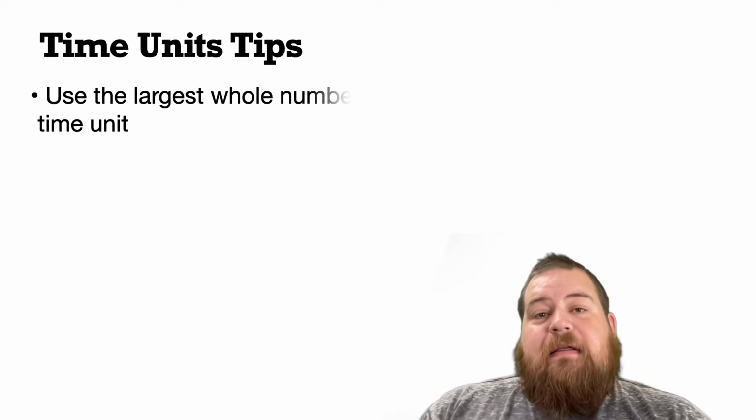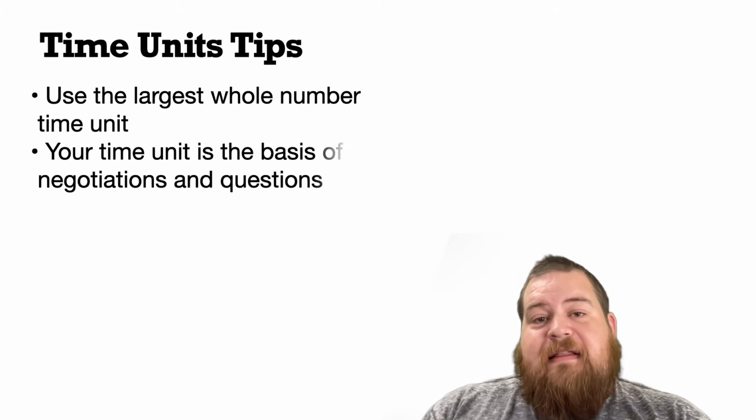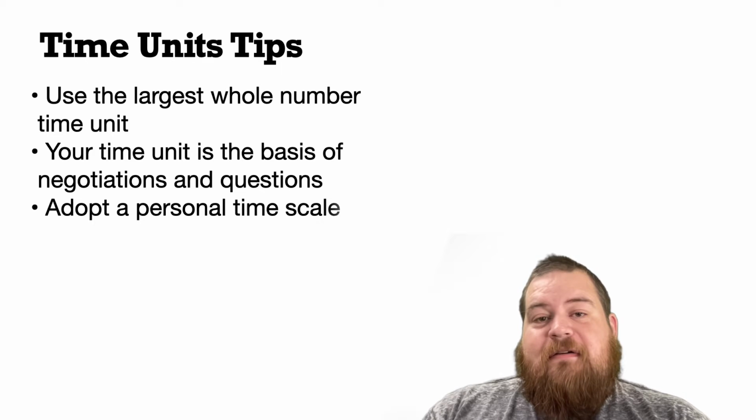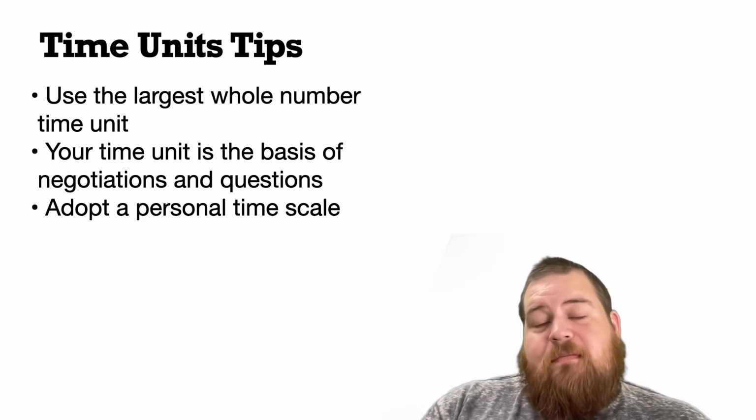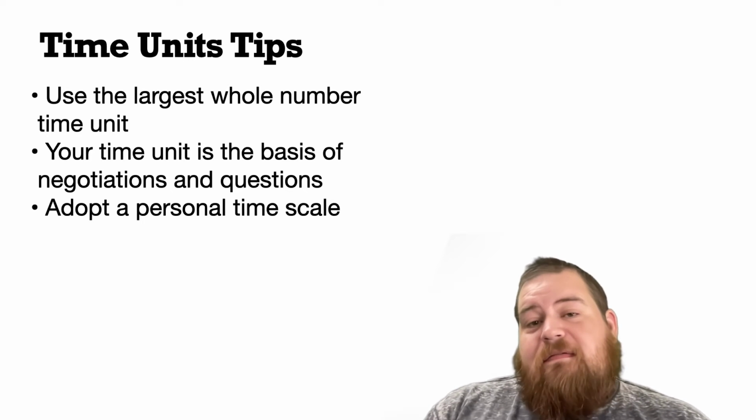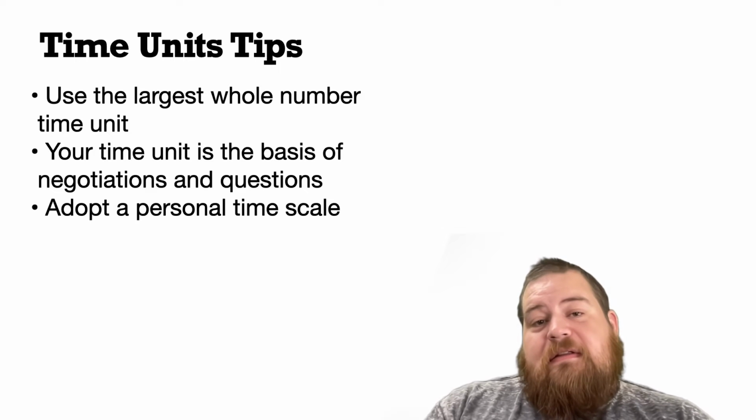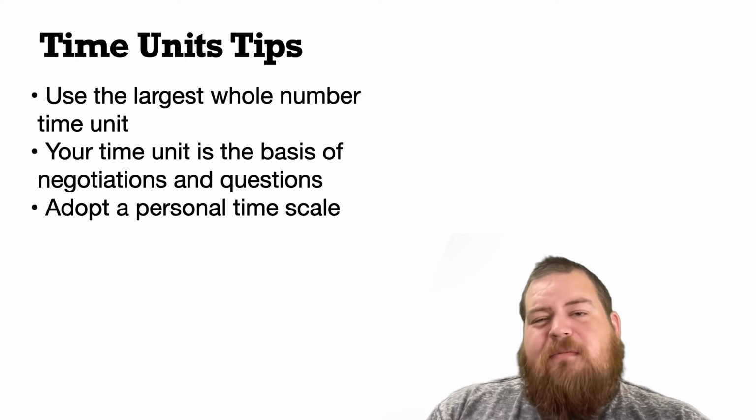Here's 3 simple tips for using time. First, use the largest whole number unit you can. Then, recognize that that time unit is going to be the basis for negotiations. Everyone's going to want to see a little bit of improvement in time and adjust accordingly. And finally, the final tip is to adopt your own personal timescale. We'll go into that a little bit more in the next section.